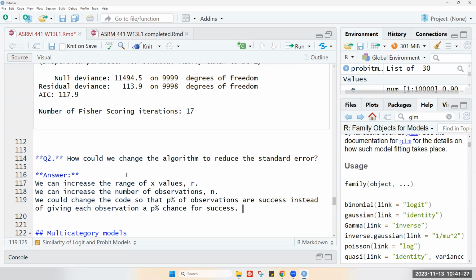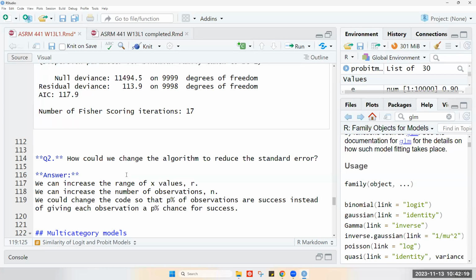That last point, I kind of want to explain a little bit. In the simulation that I did, I gave every observation a p% chance to succeed. That was from the random uniform distribution. However, this injects some randomness into our simulation, because let's say that I calculate that 50% of observations should be successes. Well, if I actually run a simulation, it's rare to have exactly 50% of them be successes. Usually you'll have like 52%, 48%, something like that. I could have changed it so that exactly p% of the observations are successes instead of giving them a p% chance.